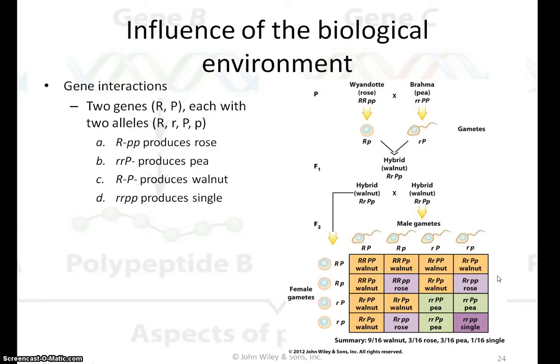And this next slide essentially repeats what was shown in the previous slide, showing you what you get if you were to mate two different chickens together and then mate the hybrids to each other, and showing you in this Punnett square how these different phenotypes will arise.